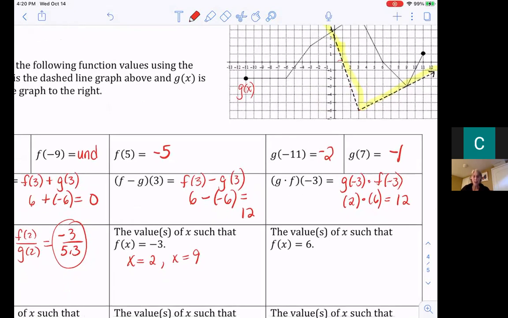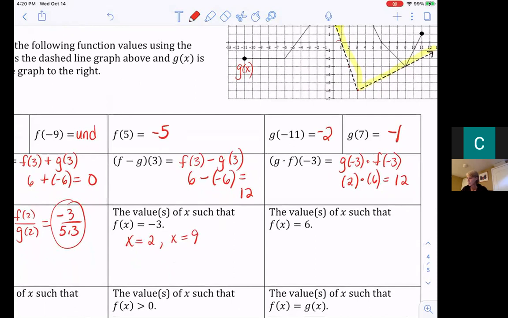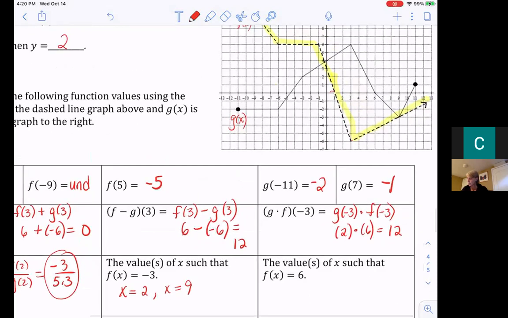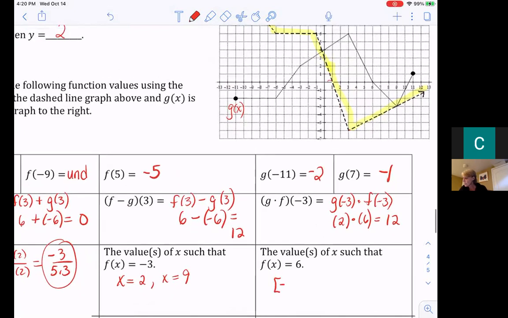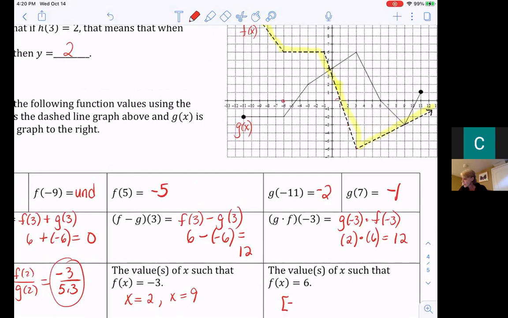The values of x such that f of x equals 6. So I want all the x values that when I plug them in, I get 6. And if we look, they happen for a while here, right? This is an interval. It's not just one number. So we're going to describe that interval. And it's equal to, so we're going to use brackets from negative 6 to negative 1.